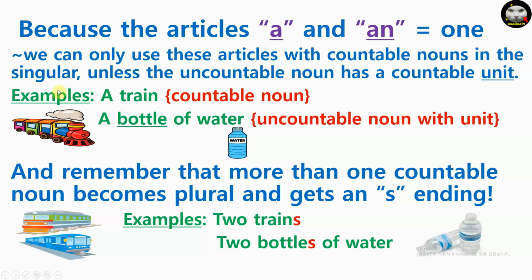Here's some examples. A train. Train is a countable noun. This means one train. A bottle of water. Water is the uncountable noun with the unit bottle. One bottle of water. And remember that more than one countable noun becomes plural and gets an S ending. For example, two trains or two bottles of water.